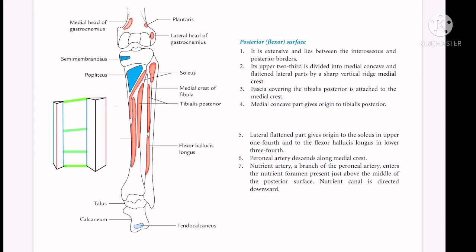Okay. Now coming to the posterior surface, which lies between the interosseous border and the posterior border, it is extensive and it gives attachment to the following muscles. Number one, soleus. Number two, tibialis posterior. And number three, flexor hallucis longus. The upper two-thirds of the posterior surface is divided by a medial crest. This is the medial crest. It divides the surface into a medial concave part and a flat lateral part. So on the medial side of the medial crest, there is a medial concave part. On the lateral side, there is a lateral flattened part.